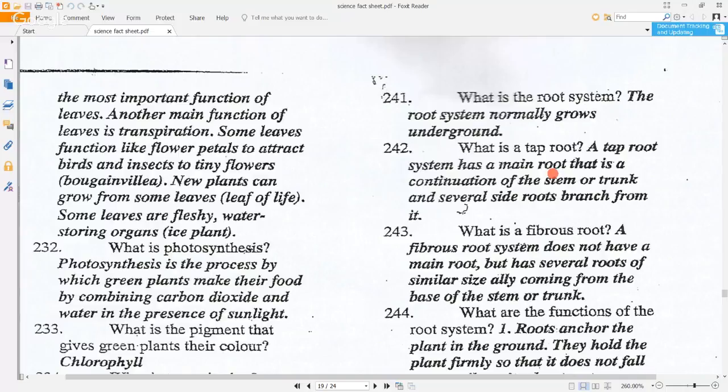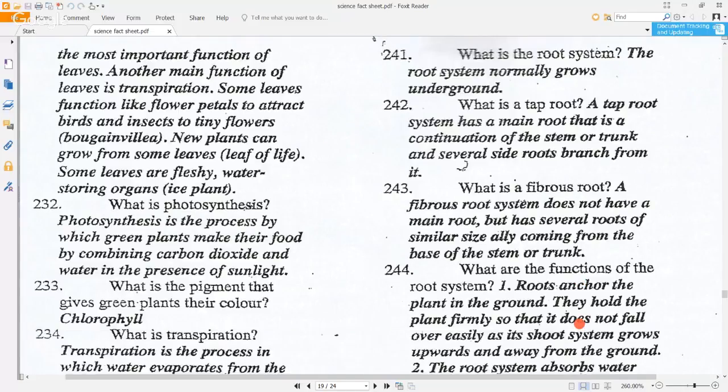So, what is the taproot? A taproot system has a main root that is a continuation of the stem or trunk, and several side roots branch from it. What's a fibrous root? A fibrous root system does not have a main root, but has several roots of similar size, all coming from the base of the stem or trunk.